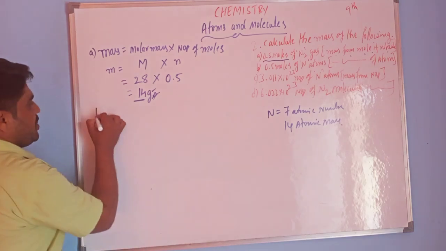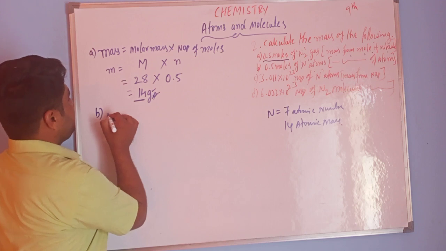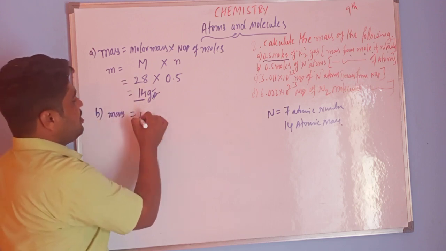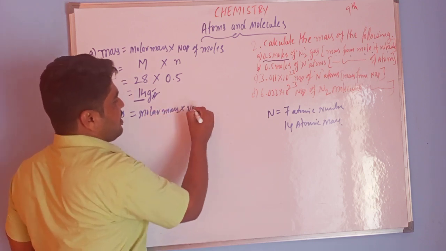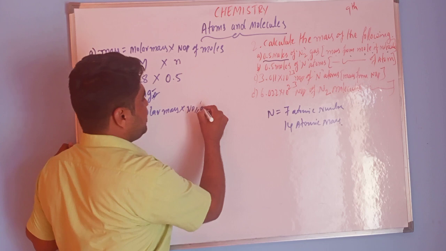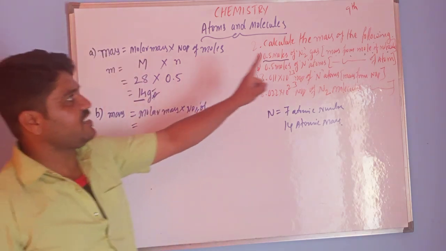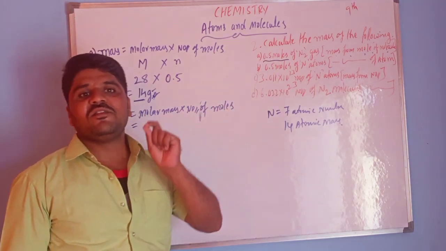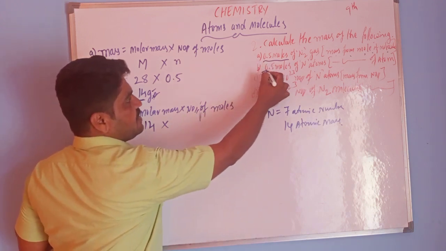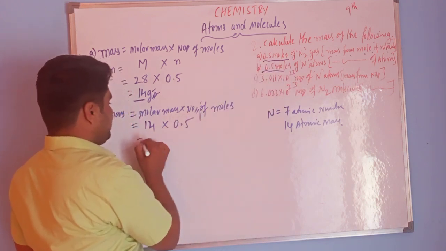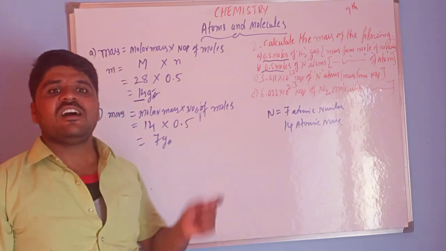Can you tell the formula for this? Same formula: mass is equal to molar mass into number of moles. For single N the molar mass is 14, into number of moles, 0.5. So the answer is 7 grams. 7 grams is the answer.